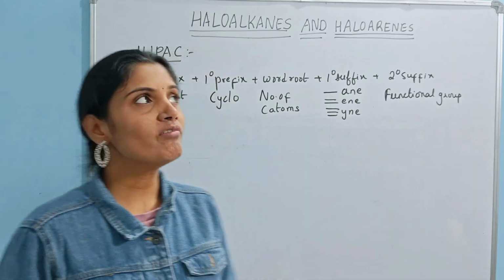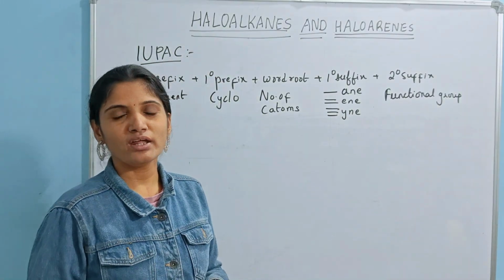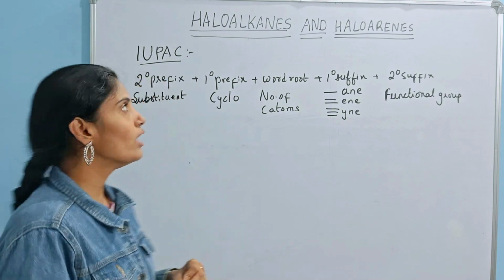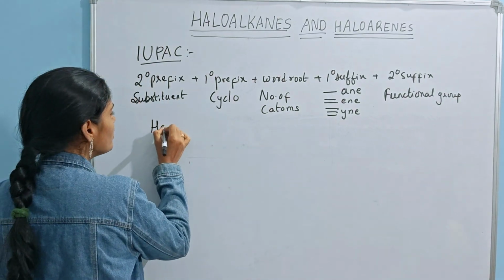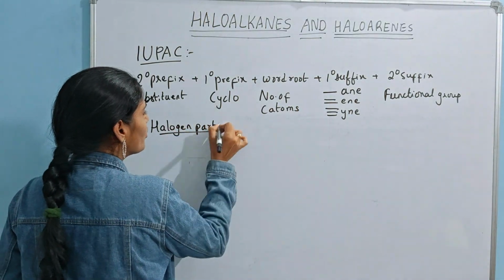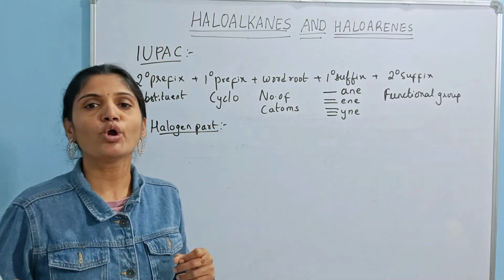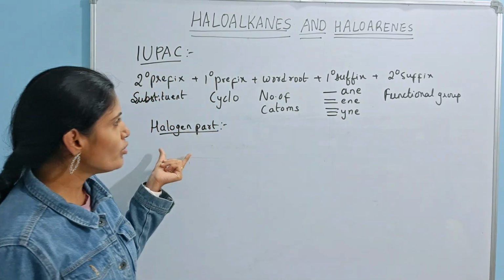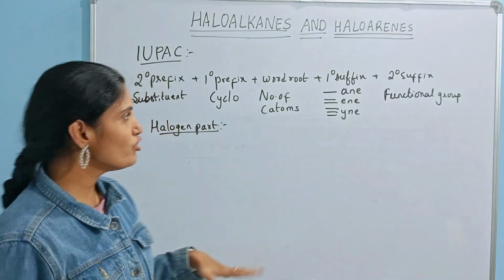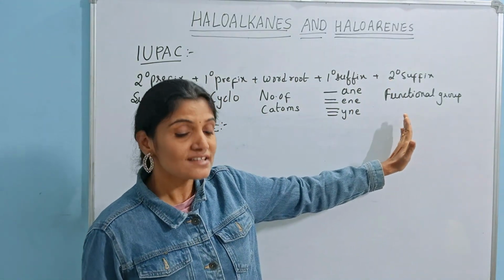Now in this chapter we are discussing haloalkanes and haloarenes. When we come to the halogen part, naming the halogen part is mandatory for all the compounds which we are going to do in this chapter. Is the halogen part taken as secondary prefix, or is it taken as secondary suffix?